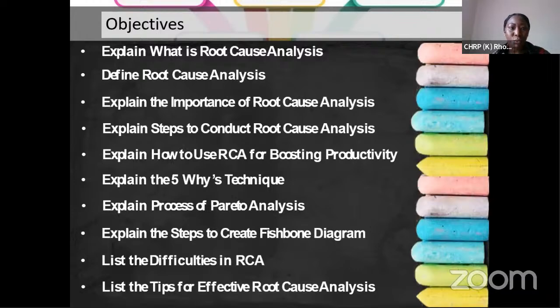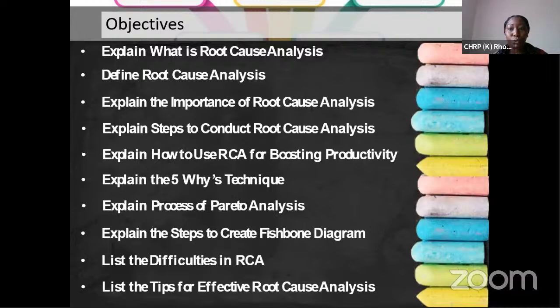Then we are going to look at the steps for conducting a root cause analysis, of course, at a very high level. Then we'll also look at how we can use this root cause analysis knowledge for boosting our productivity. Again, we are going to relook at the 3 methods that I talked about, the 5 whys technique, and we will give examples. Probably yesterday you defined what the 5 whys are, what the questions are, and how you drill down until you get a solution.